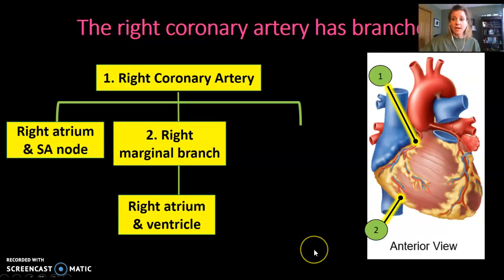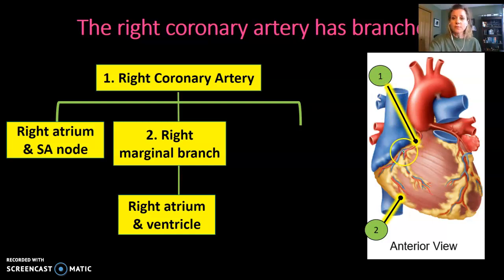Now let's take a look at the branches of the right coronary artery. The right coronary artery is also coming off of the base of the aorta, but it swings over to the right side of the heart. And as you can see, it's following the coronary sulcus, which is right below the right auricle. And again, this is number one. Number one is showing us the right coronary artery.